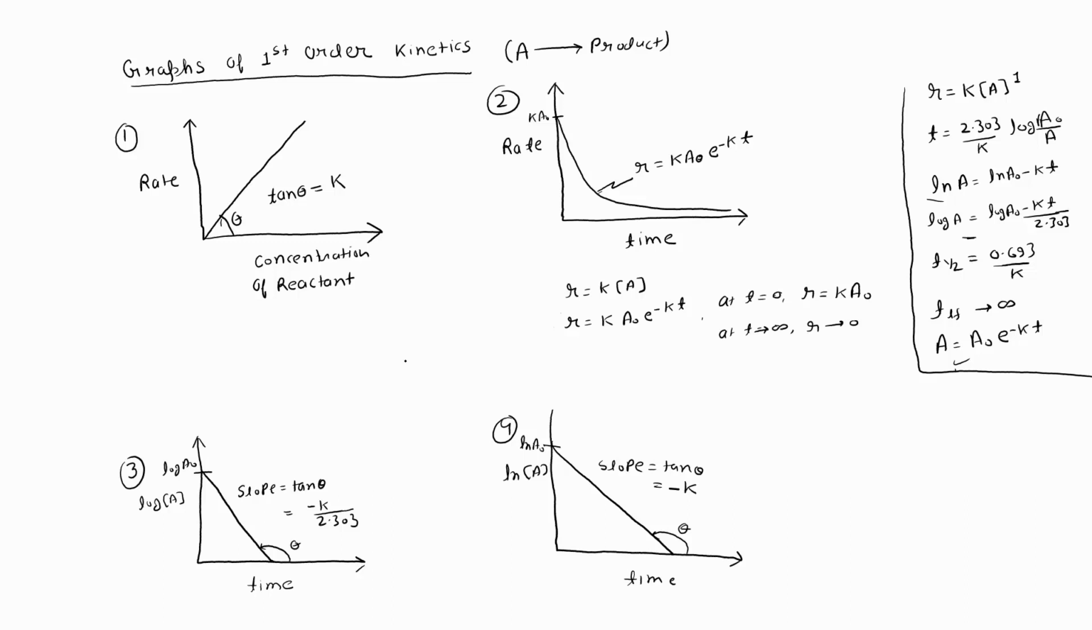So these graphs are very important, because from these graphs you can easily tell whether the reaction is first order or zero order. For a zero order reaction, rate is constant with respect to time or with respect to concentration. But for a first order reaction, rate increases linearly with respect to concentration, but with respect to time it is decreasing exponentially. Okay.